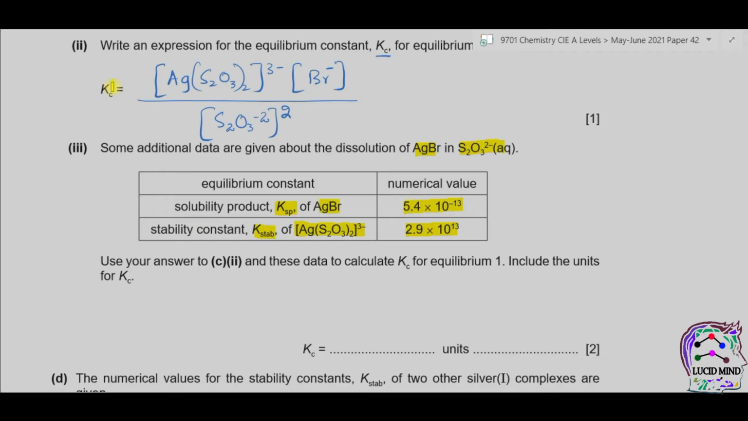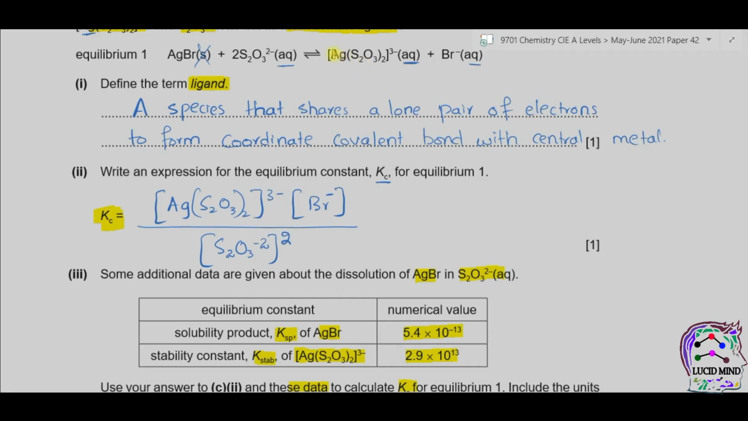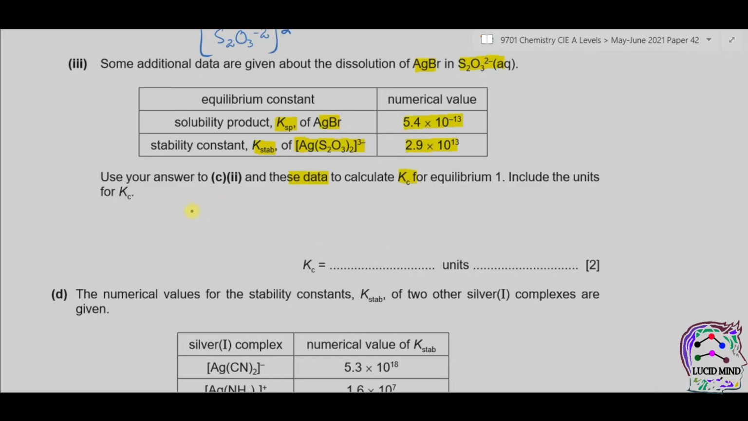Use your answer to C part 2 and these data to calculate Kc for equilibrium 1. Now in equilibrium 1, we can see we have both Ag(S2O3)2 3- and we also have AgBr, because that is sparingly soluble. So we can find the value for Kc. Kc equals K stability value of complex into the Ksp of sparingly soluble salt, as both are present in the above equation, so we can multiply the values. We have 5.4 × 10^-13 into 2.9 × 10^13. Now the value of Kc comes equal to 15.7.